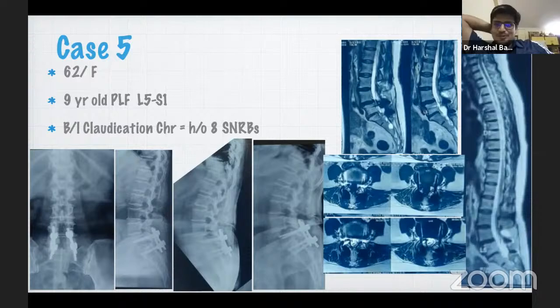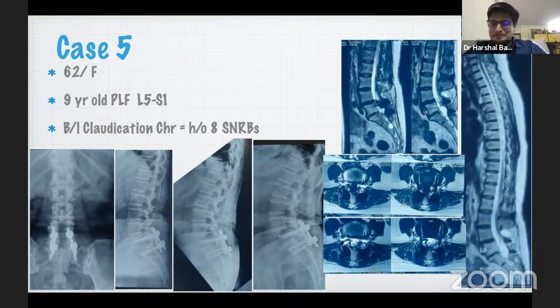So this was a case you're talking about sometime back. A 62-year-old female, who had a posterolateral fusion done at L5-S1 9 years ago, and for the first 3 to 4 years she was much better. Following that, she started having bilateral claudication, which is now chronic, and she has taken more than 8 SNRBs, and every time she takes an SNRB, the effect lasts a little less. And she's come with these X-rays and MRIs, which we have in front of us.